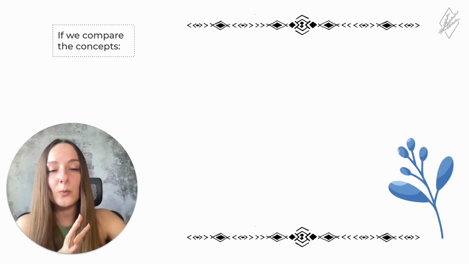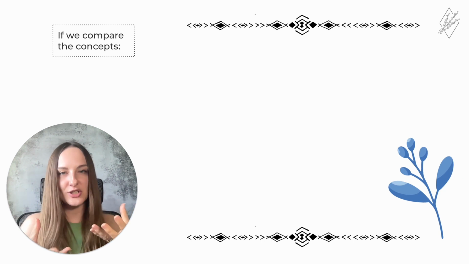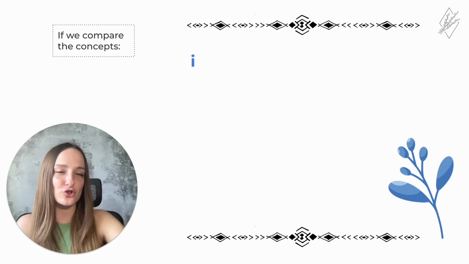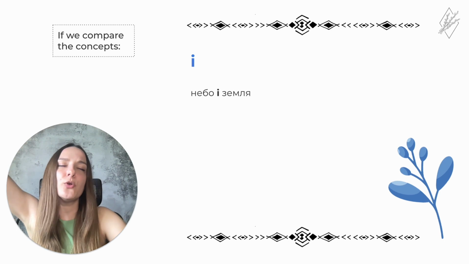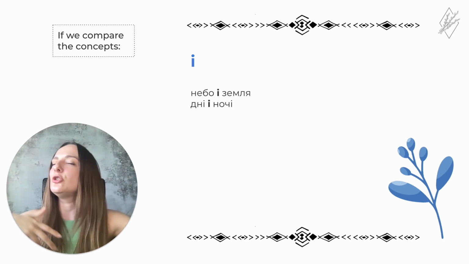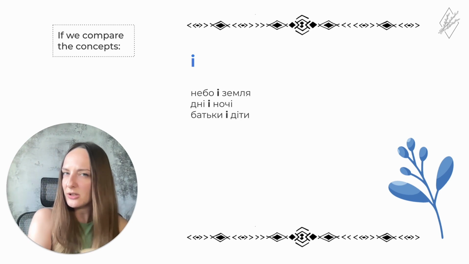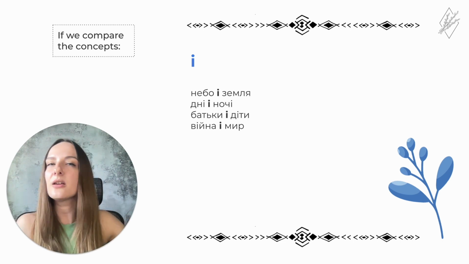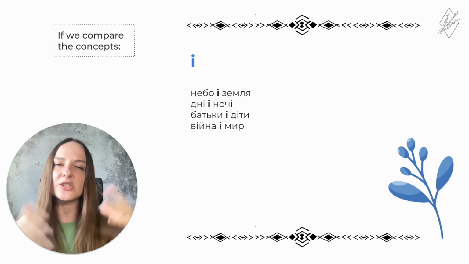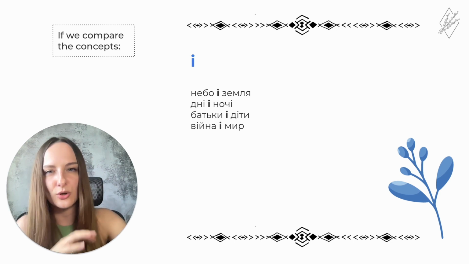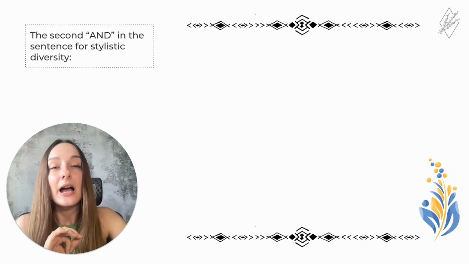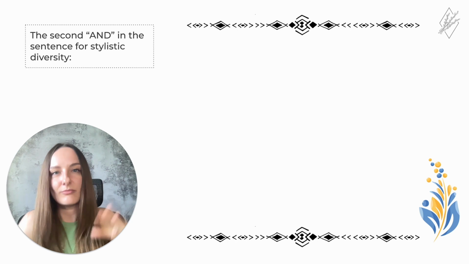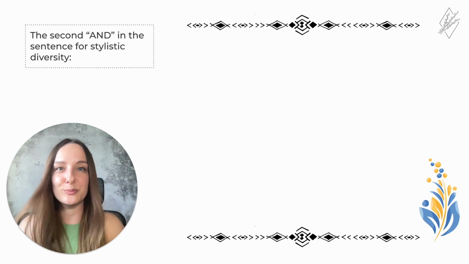Also, when we literally compare 2 concepts that very often are also opposite, then we also use only conjunction і. Небо і земля, дні і ночі, батьки і діти, like parents and kids, children, війна і мир, war and peace, etc. So in such situations we normally use only і. And you may ask me, but Nika, okay, і and й we use interchangeably. What about та?